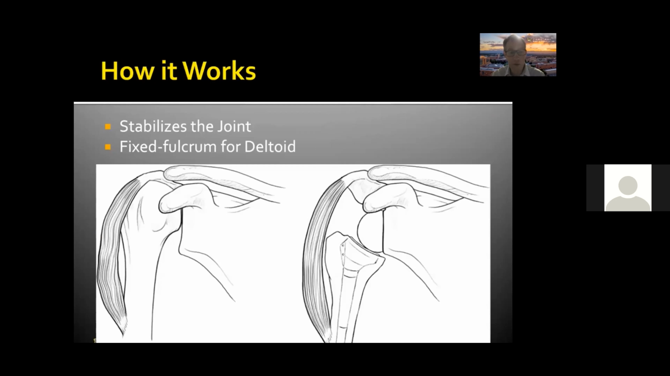So how it works, so quite simple. I told you before that the rotator cuff functions to keep the humeral head centered on the glenoid so that the deltoid can do its job. When the rotator cuff is deficient, a reverse shoulder replacement can serve that function. So it stabilizes the joint. It allows for a fixed fulcrum for the deltoid, and it allows for the deltoid to work and lift the arm up over shoulder height overhead.